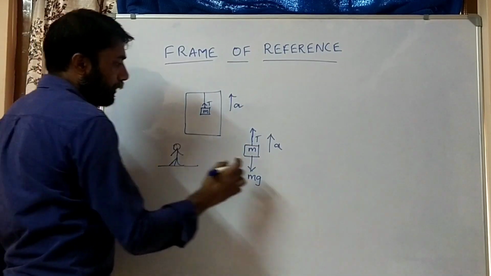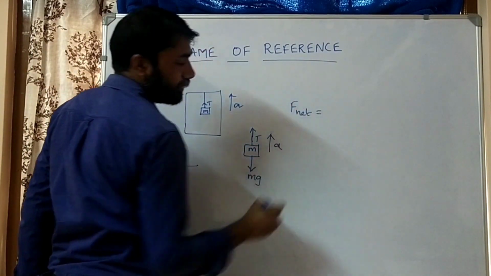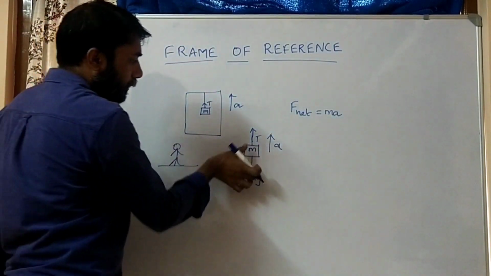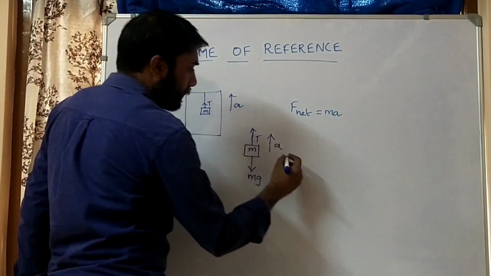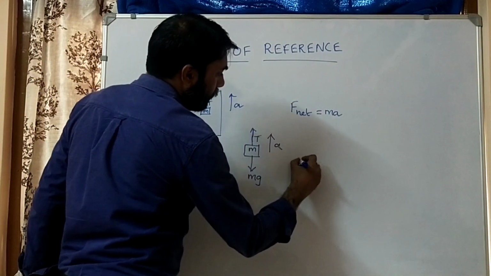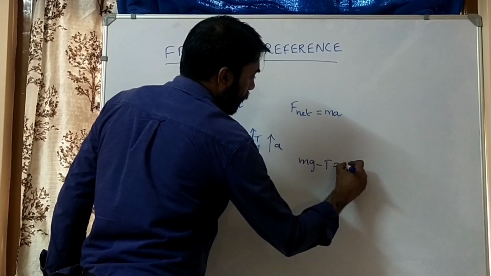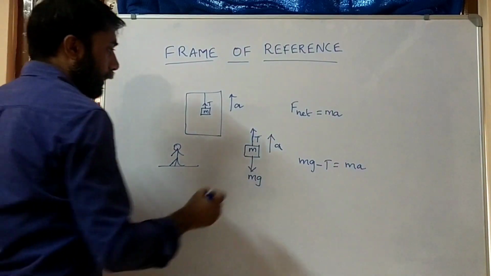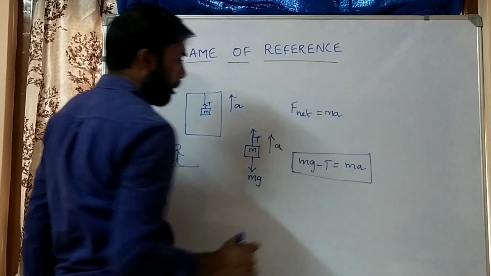In the free body diagram, Newton's second law says F net on a system is equal to mass into acceleration. And here, what is the F net? You can say T minus mg or mg minus T, whichever is higher. If I say mg is greater, we can say mg minus T is equal to ma, mass into acceleration. This is Newton's second law of motion.